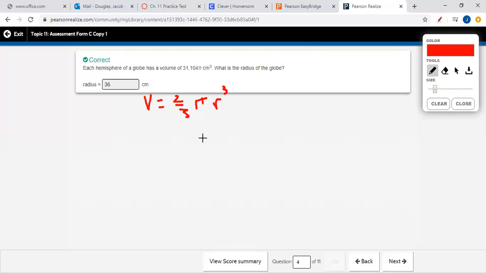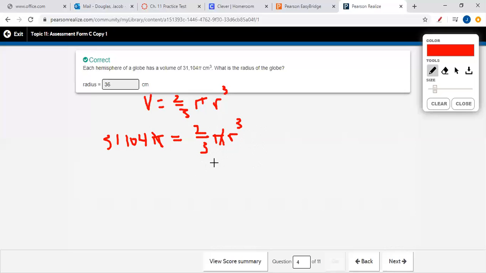All right, so all we have to do now is simply plug back in what this problem has given us. The volume says is 31,104 pi, and that is going to be equal to our formula, 2/3 pi r cubed, and now we just need to solve for r. One thing you can go ahead and do, and this will be pretty easy: we have a pi on each side, so if we divide, those are just going to cancel each other out.